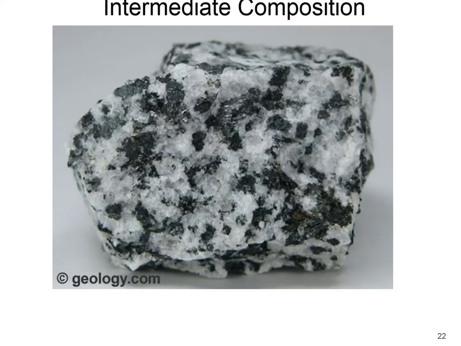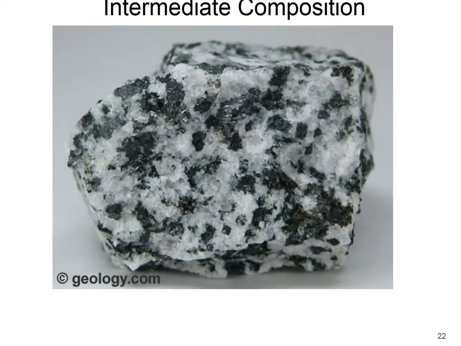If we go up to our next one, this is an intermediate composition. It's the most boring name out of all of these, but it's in between felsic and the next one, which is called mafic. In this case, it's got a light and dark color to it. I often say these are salt and pepper, or they look like a Dalmatian. If you think of a Dalmatian with lots of white with big black spots on it, it looks like this rock.